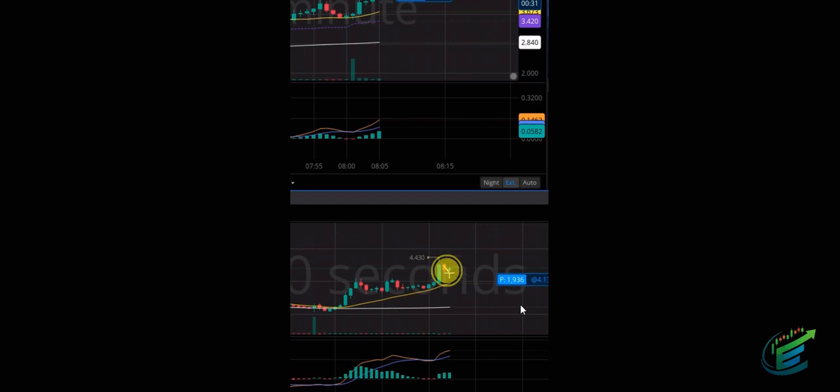Now, if it ends up coming back down to 413, which is my entry, then I know that it's weak. Then I'm going to sell out of my whole position, but I'll still be up for the day because I just sold a few right here. So I want to look for that continuation.